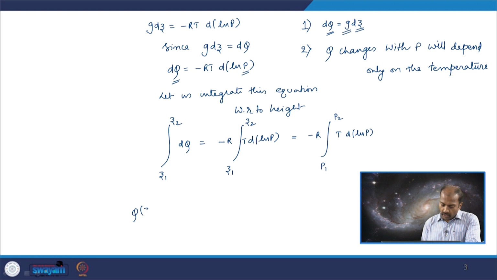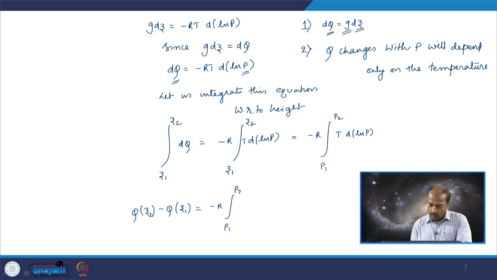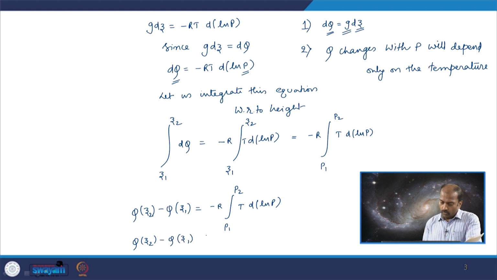Or we can write phi of z2 minus phi of z1 is equal to minus R times integral p1 to p2 T times d ln p. If you get rid of the minus sign, phi of z2 minus phi of z1 is equal to R times integral p2 to p1 T d of ln p. Right. Now this equation is called the hypsometric equation.